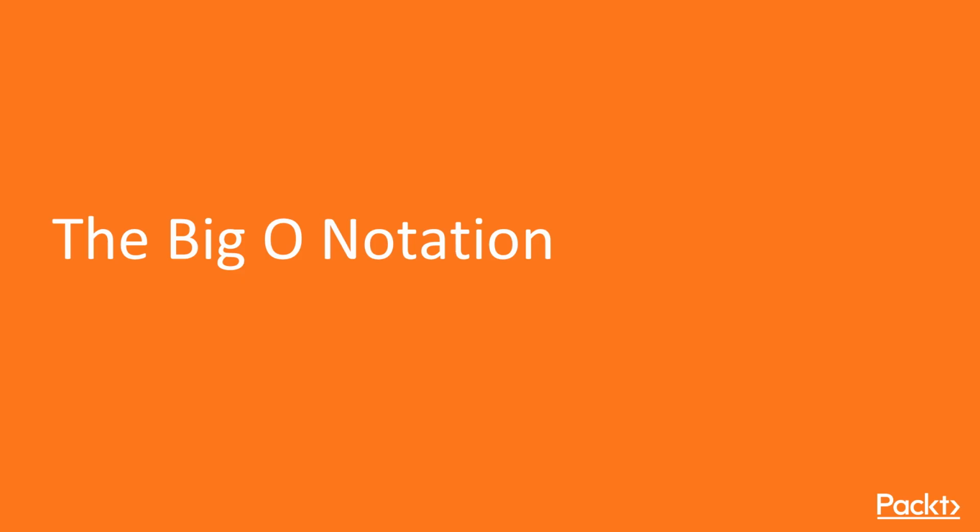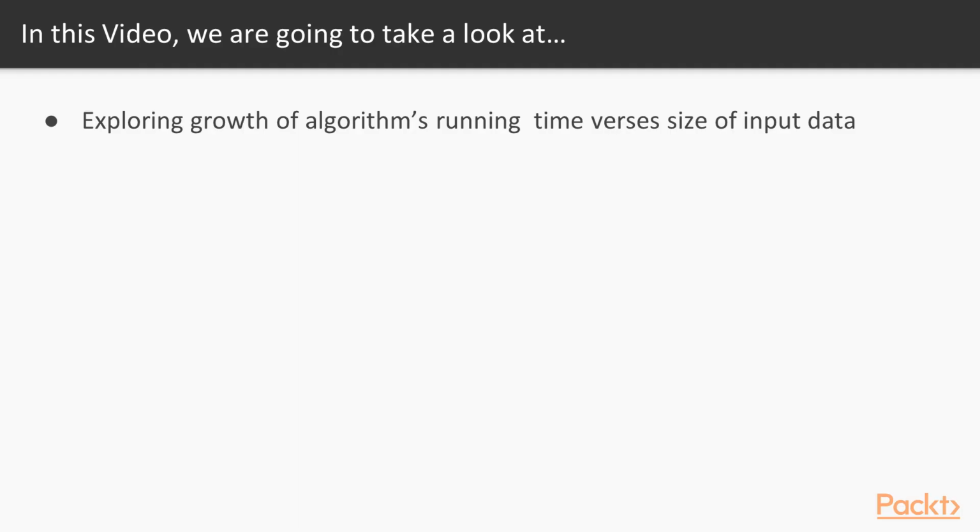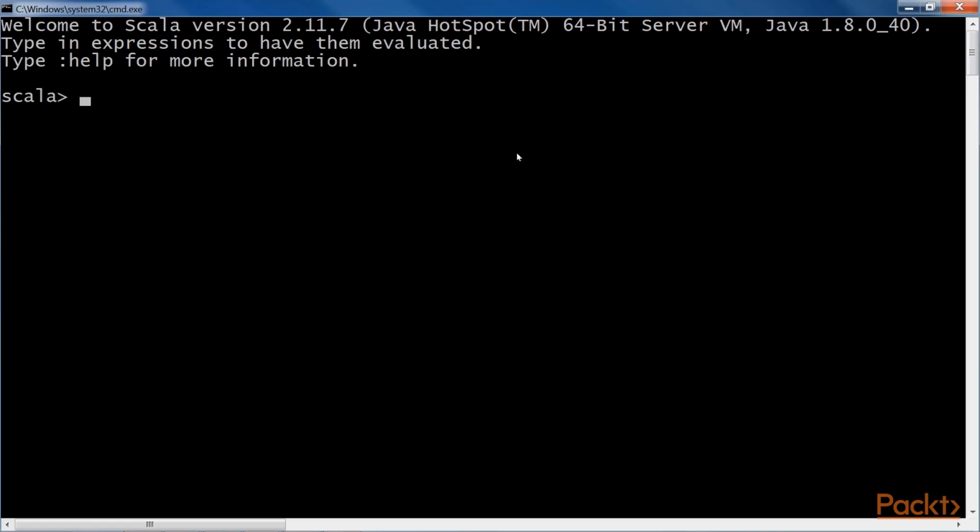Now we move on to the first video of this section that deals with the big O notation. The big O notation is used to describe how fast an algorithm will run. In this video, we'll describe the growth of the algorithm's running time versus the size of input data in Scala. We'll begin with a simple example depicting reversing a linked list in the Scala command prompt.